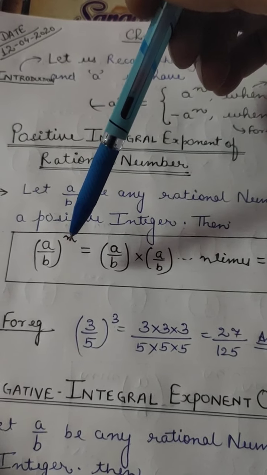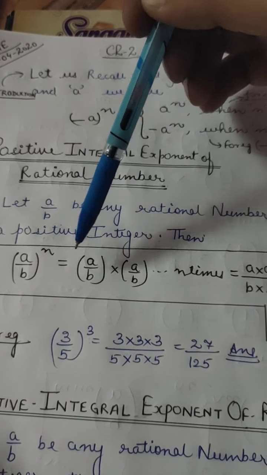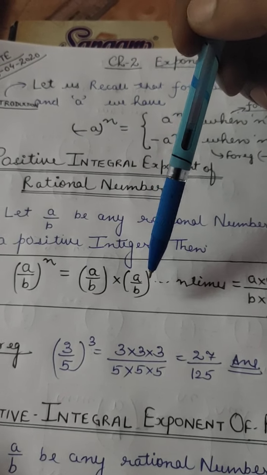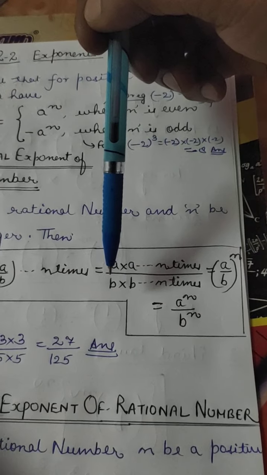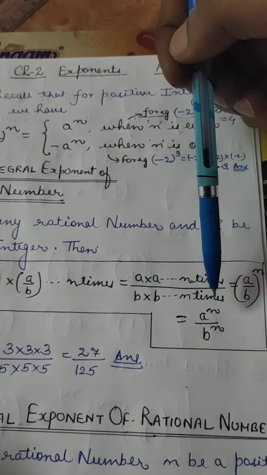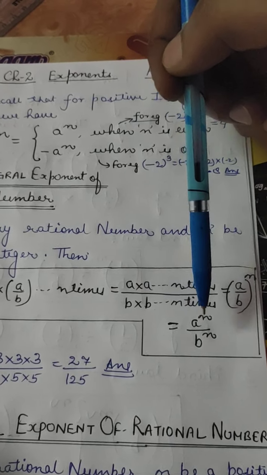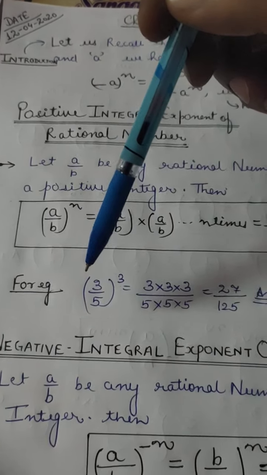So when it is raised to the power of a positive integer n, then we can write it as a by b multiplied by a by b how many times? n times. So the numerator will be multiplied n times and the denominator will be multiplied n times, and the result is (a by b) to the power n, which is equal to a to the power n upon b to the power n. Let's see this with the help of an example.